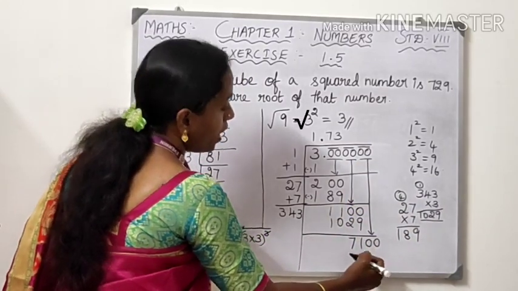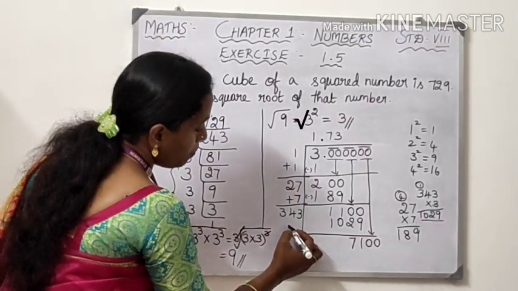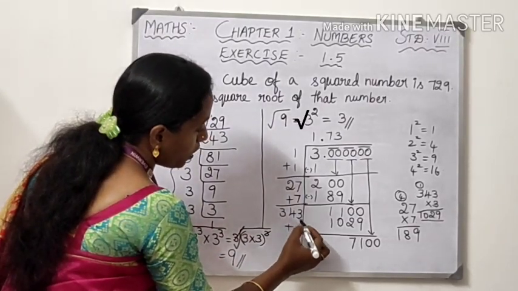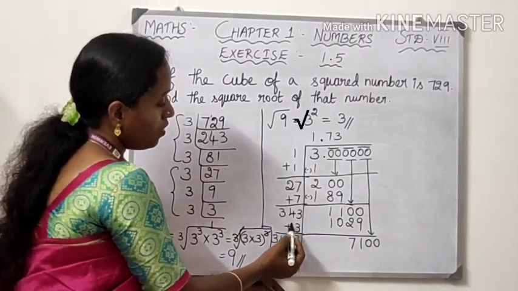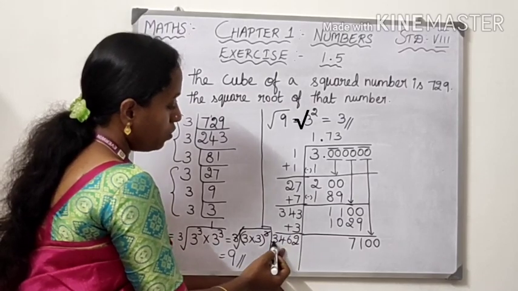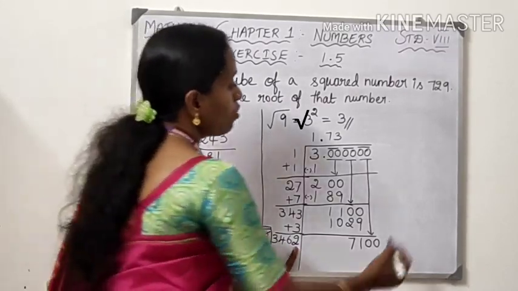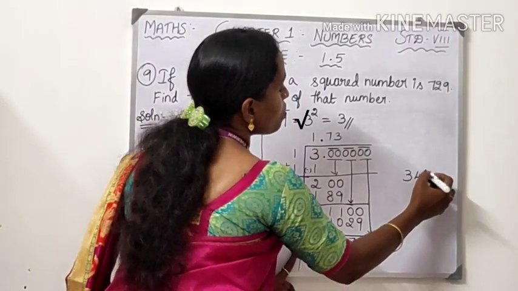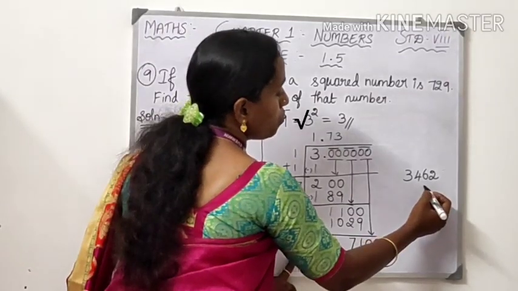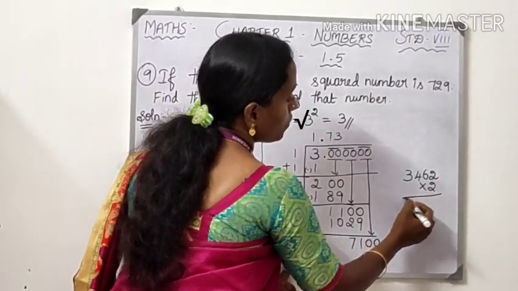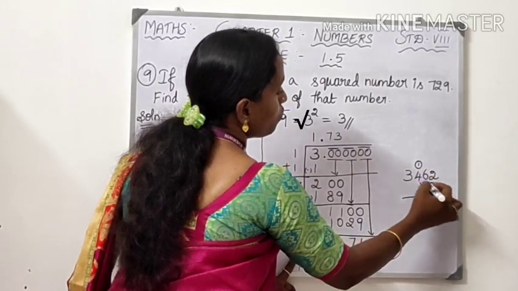So 7100. So for the next step, we need a divisor. So we can add up. What is the last digit we have taken? 3. So 3 we can add up. So if you add up 3 with this 343, you will get the value 346. After 346, I have taken a number 2. So I have to multiply with the same number. So 3462 into 2.